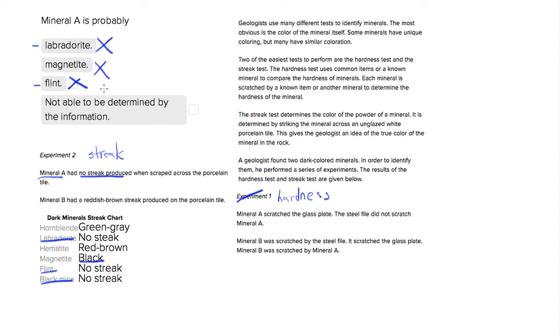So really we're stuck with not able to be determined by the information, because we see that we have three minerals that produce no streak, so we can't conclusively say that mineral A is one of them. So choice four is our answer.